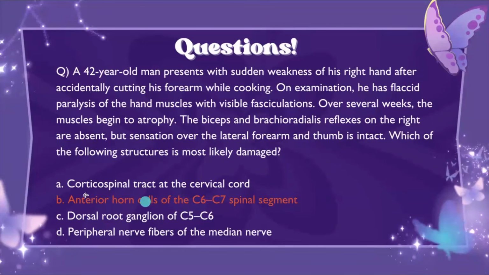Okay, so why is the answer this one? It is because he had flaccid paralysis over here with visible fasciculations. What does this tell you? This is a lower motor neuron lesion, okay? So where are the lower motor neurons located? In the anterior horn cells, okay?